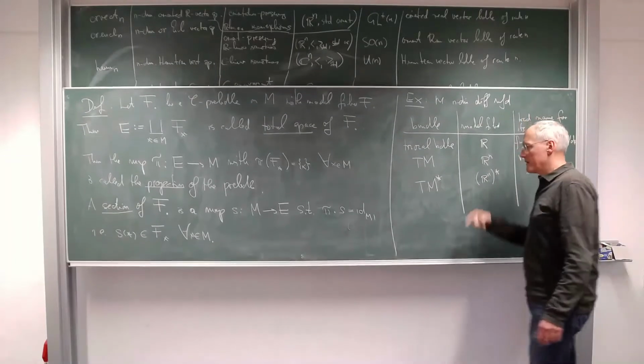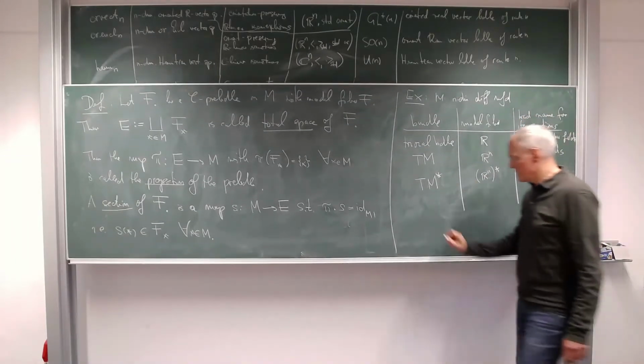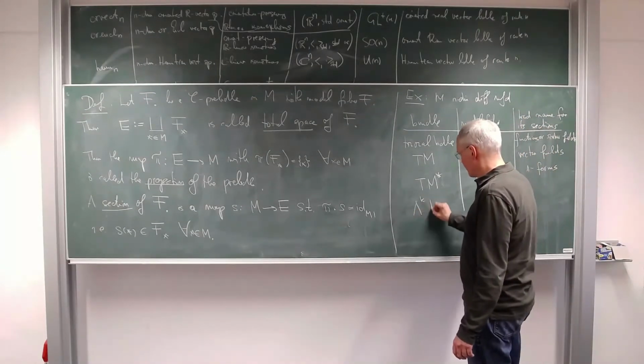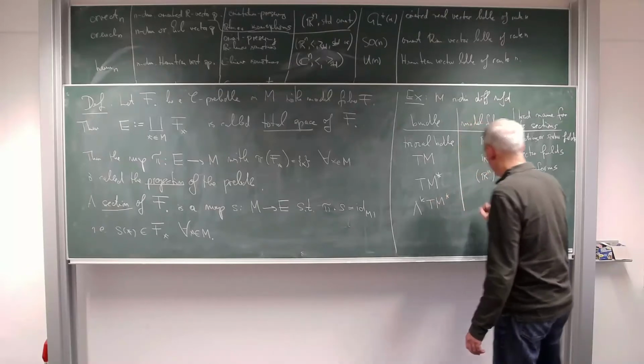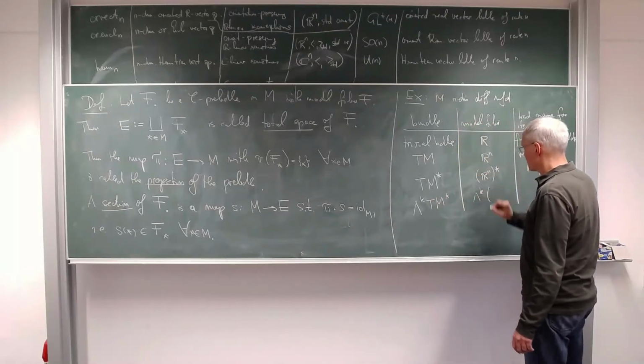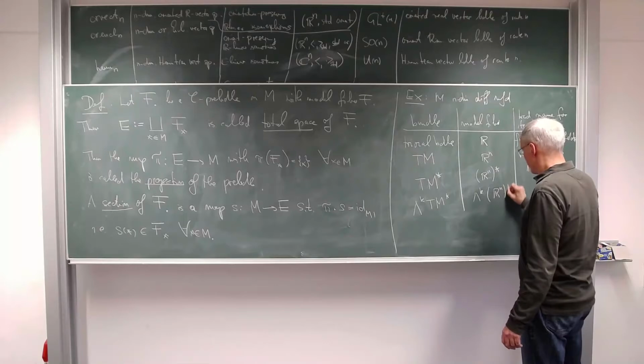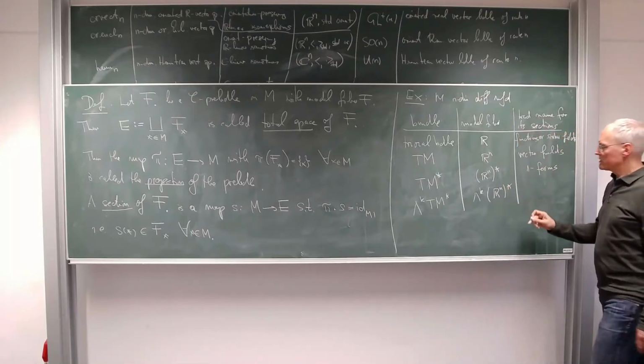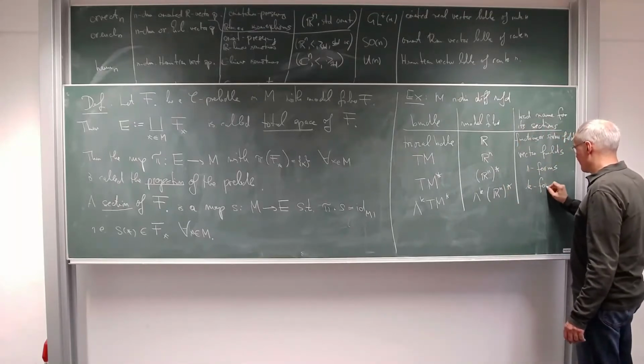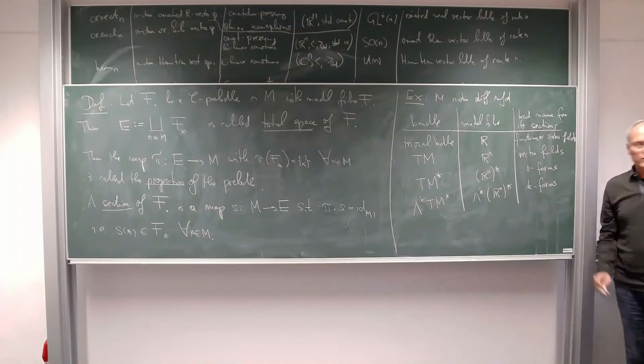And then we can apply further functors to this, like the exterior product functor. The model fiber is then the corresponding exterior product of R^n star, and the sections in this one are called k-forms. So these are the differential form bundles.